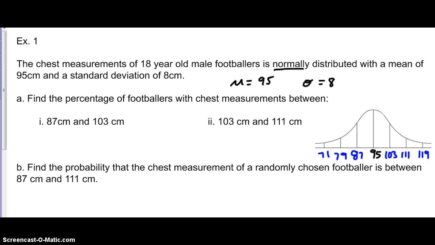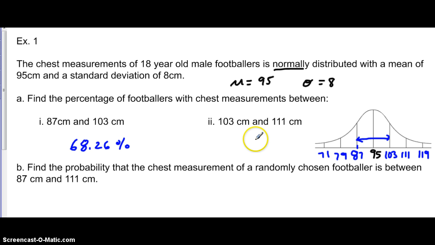So if you look at this problem, part A here, they wanted to find the percentage of the footballers with chest measurements between 87 centimeters and 103. And you can see that 87 falls on this exact value here, so we can use our empirical rule, and then 103 as well. We can use our empirical rule where we know that this is 68.26%. So our answer for this first one is 68.26%.